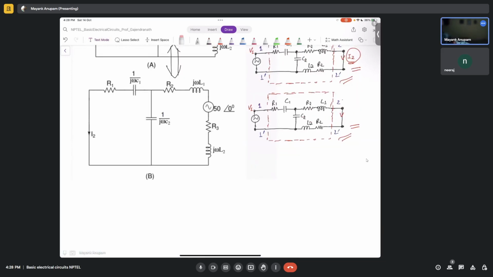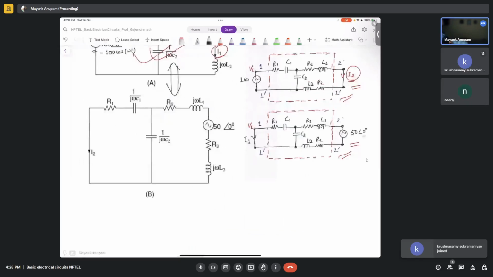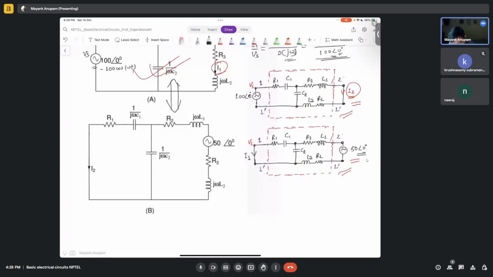So, in between these two figures, now what do you want to do? You want to find out what is the current I1 here, right? And you have applied a voltage source here, which is 50 angle 0, with this 100 angle 0. So tell me, what do you think we should do?